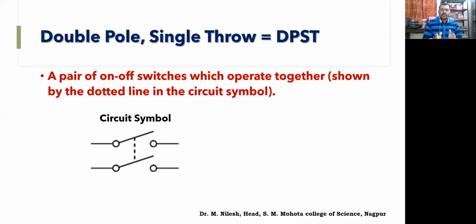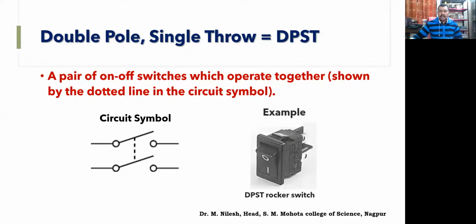It is a pair of on-off switches which operate together, shown by the dotted line in the circuit symbol, right? So that is shown over there: two wires can be connected by two wires again, making or breaking, but at the same time with one switch. It looks like this. We have a partition there. Two wires are connected on this side, two wires are connected on the other side, and when you switch on, both the circuits are going to be on, or both the circuits are going to be off at the same time.